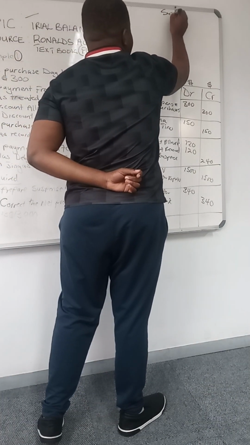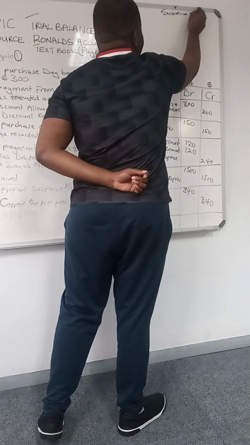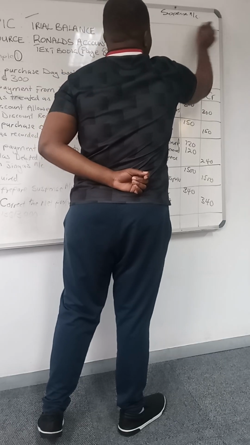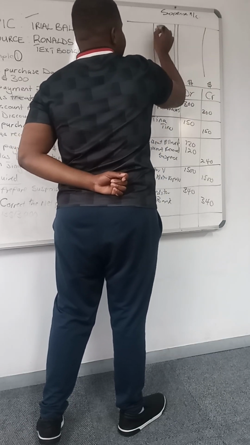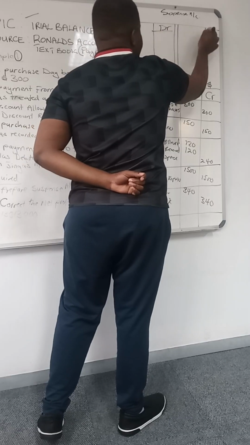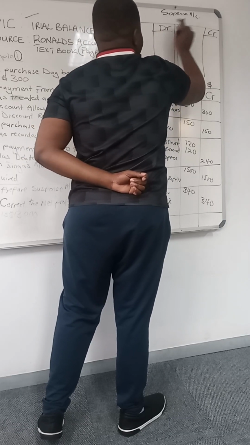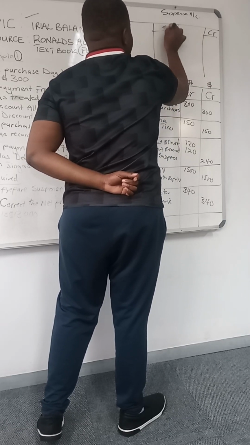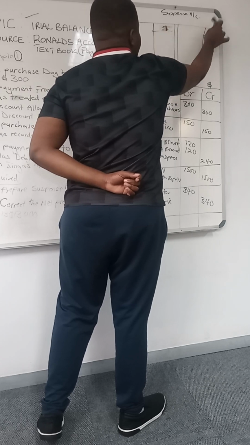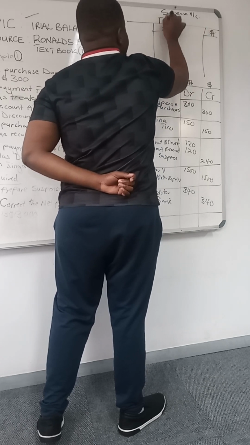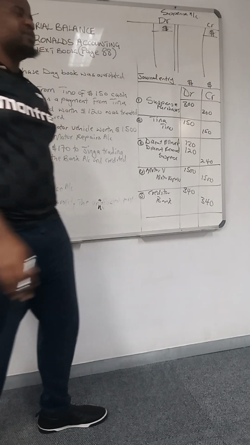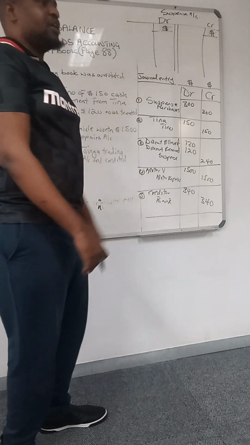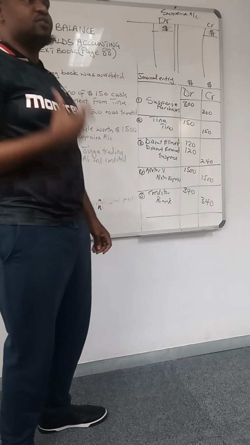Right, suspense account. So in the suspense account, there is a debit side and a credit side. Normally here we put dollars. Then debit side, credit side. Right. So suspense account. Remember, this is a temporary account which is prepared whenever the trial balances do not agree.